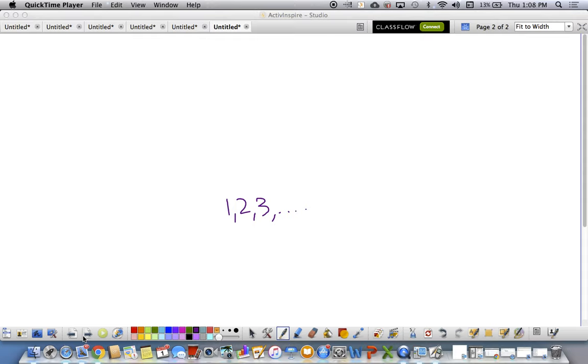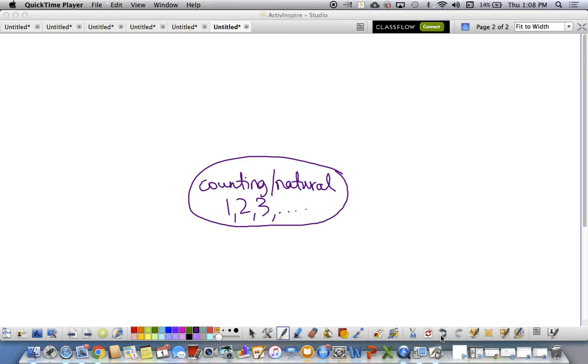1, 2, 3, 4, 5. What am I doing? Counting. Are these the... oh, counting numbers? They are also... how are we going to spell that? Counting numbers are also called natural numbers. You need to know that. Okay? Counting numbers and natural numbers.